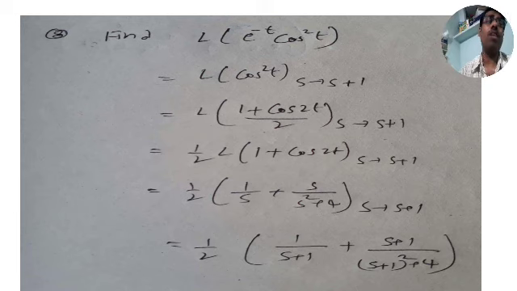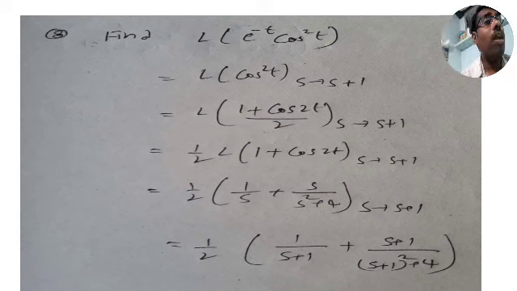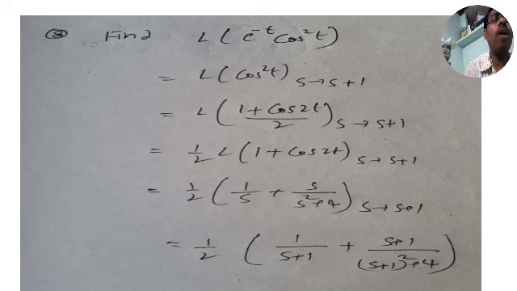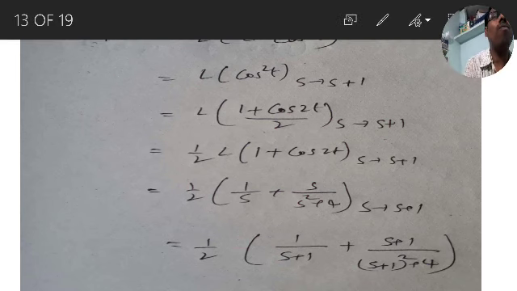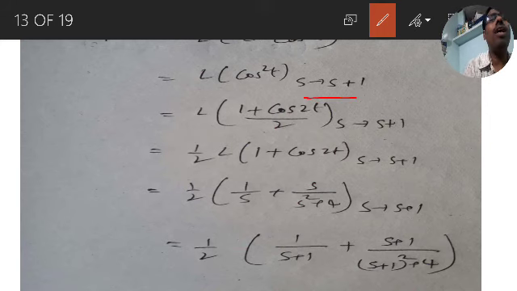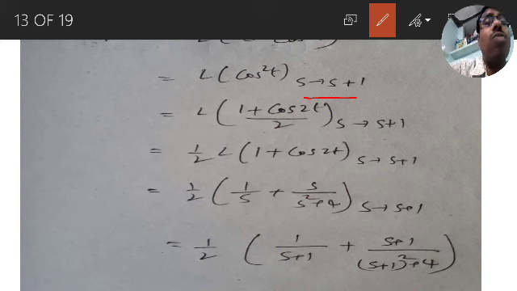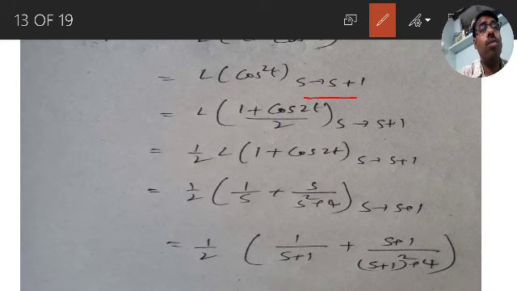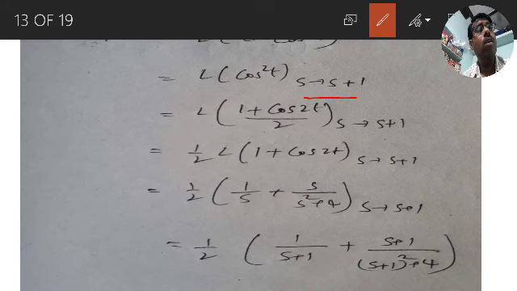What does the first shifting theorem say? L of e power of minus at into f of t: if it is a minus, you have to replace s by s plus a. Now it is multiplied by e power of minus t. Therefore replace s by s plus 1. That is L of cos square t, where s is replaced by s plus 1. Are you able to get it? What is L of cos square t?